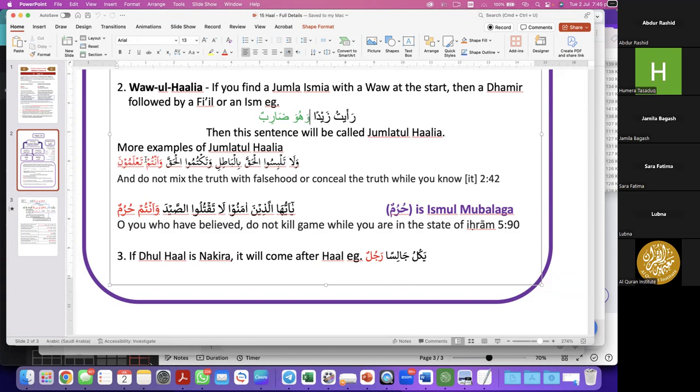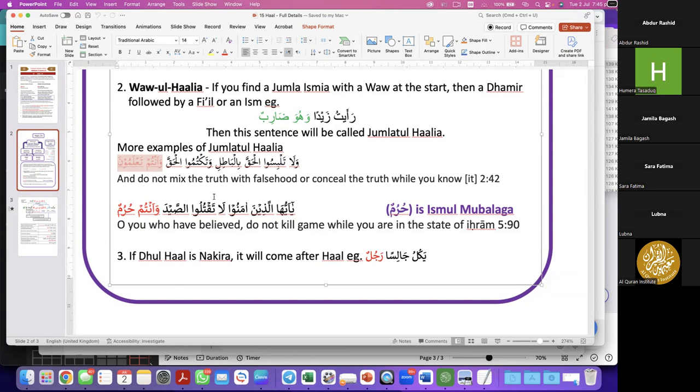These two are from the Quran. And I would ask you, when you read the Quran, if you find something, check it out yourself if you can, or ask in the group, saying, is this a Jumlatul Haliyah? 1, 2, 3, 4, 5. Keep doing that. Inshallah, you'll be surprised to see.